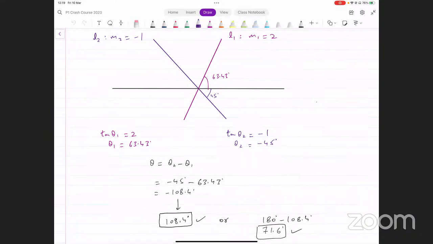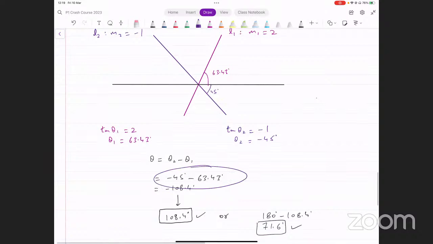Remember, we don't change the signs in the working. We keep them as it is. When you subtract them using the same signs, you could also subtract the other way around. That's also okay. You could do 63.43 minus 45, and that would give you 108.4 as well. And that's okay. But you don't have to change the signs. Don't make -45 plus 45 before subtracting.